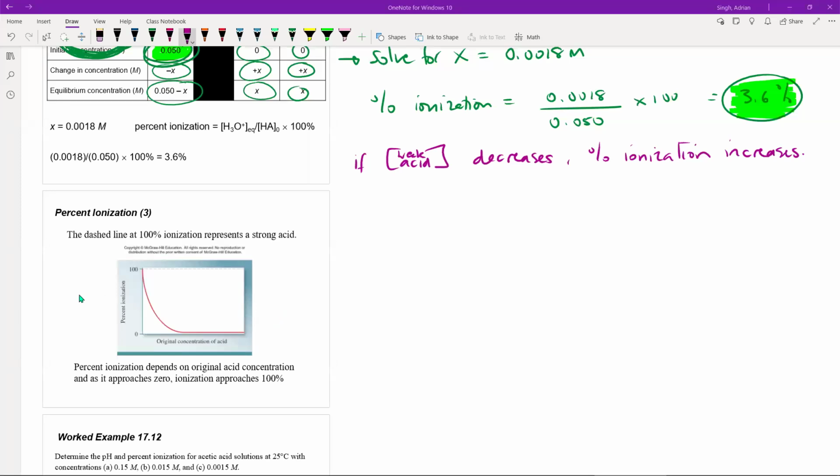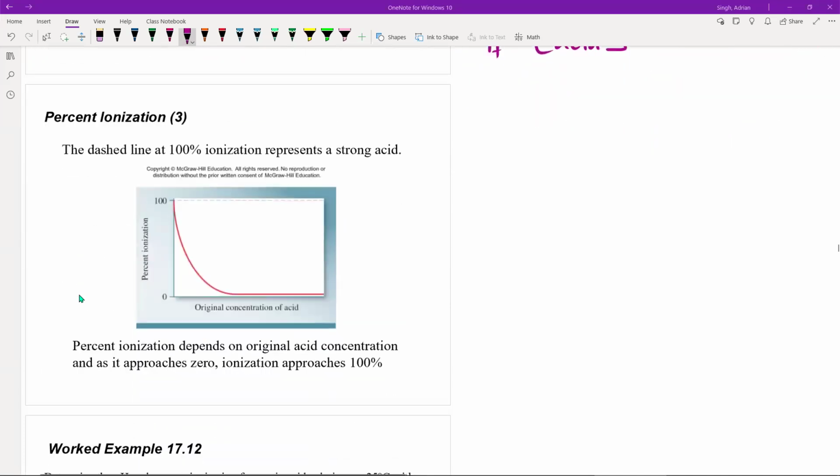That relationship we can plot as a graph. Graphs are really good ways to show relationships between different variables. Here on the y-axis, we have the percent ionization increasing from 0 to 100. And on the x-axis, we have the concentration of acid. Up here, you see this dashed line. The dashed line is what would happen if we had a strong acid. As we know, strong acids dissociate completely. They ionize completely, which is why that is a horizontal line at 100%.